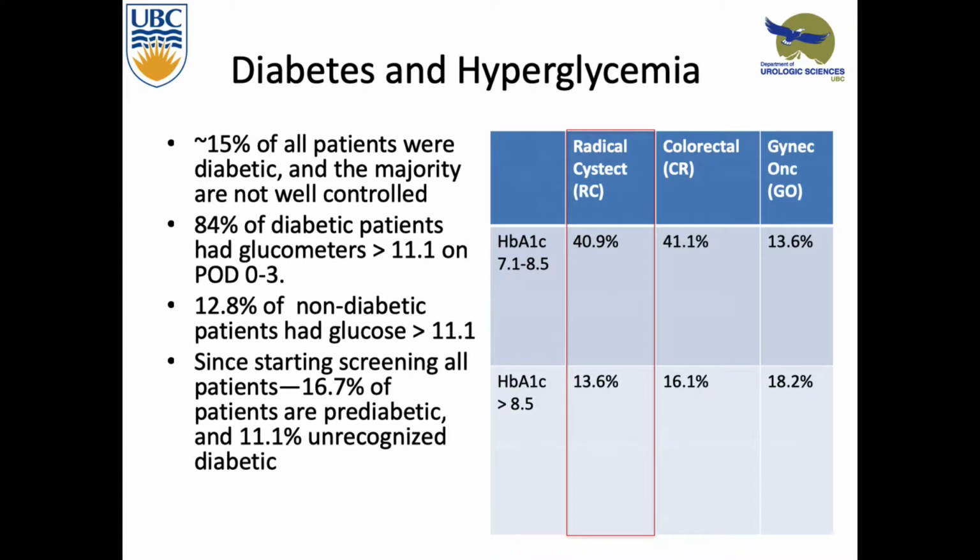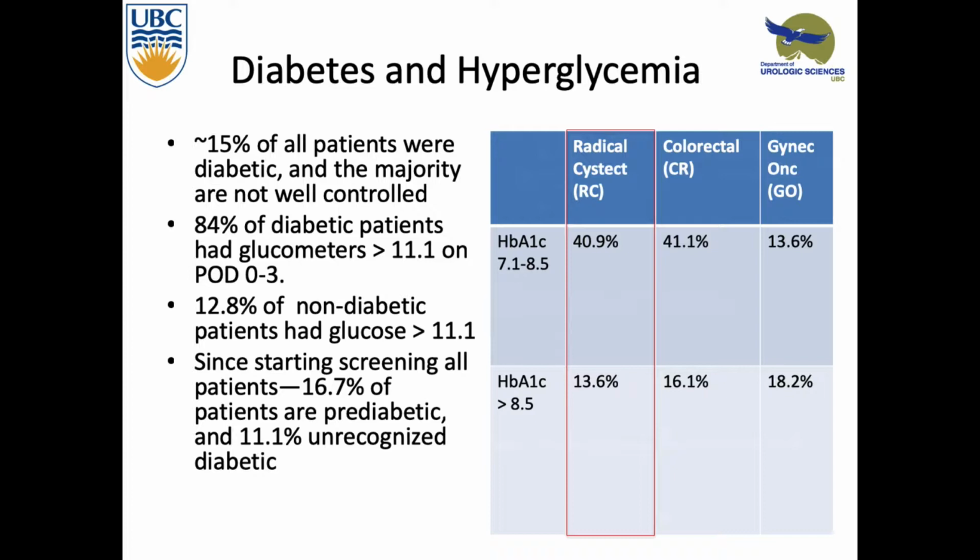Now, looking at diabetes and hyperglycemia, approximately 15% of our patients are diabetic, and the majority of them are not well controlled. 84% of diabetic patients had glucometer readings of greater than 11.1 on post-op day 0 to 3, so we're not doing a good job in and around the time of surgery controlling them.